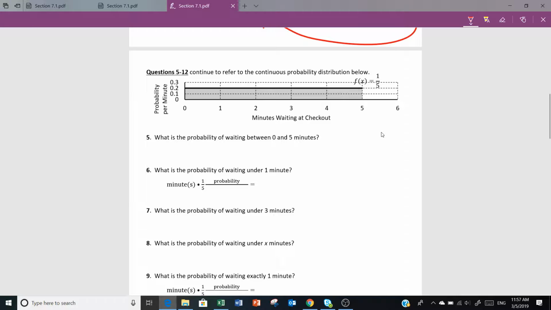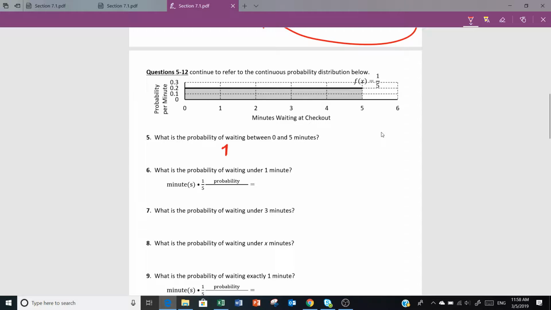The graph with the shaded region says that you have to wait between 0 and 5 minutes. You cannot wait 6 minutes. You cannot wait 7 minutes. What's the probability of waiting between 0 and 5 minutes? You have to wait between 0 and 5 minutes. The probability is 1. That's the sample space. The first one is 1.